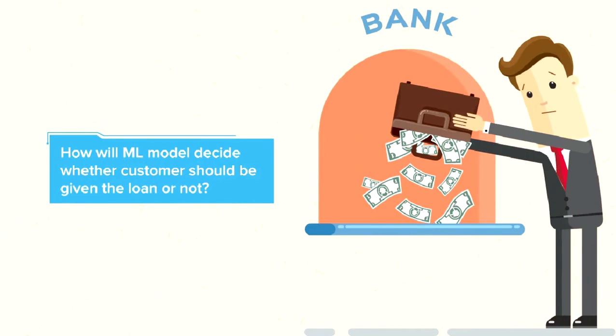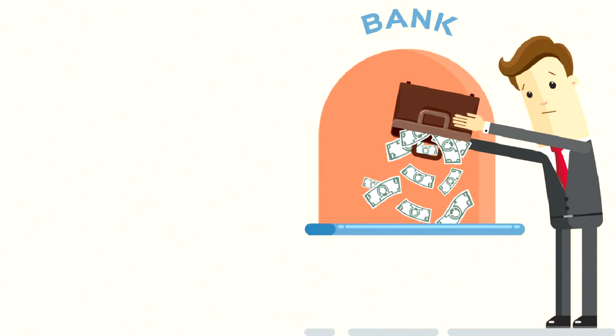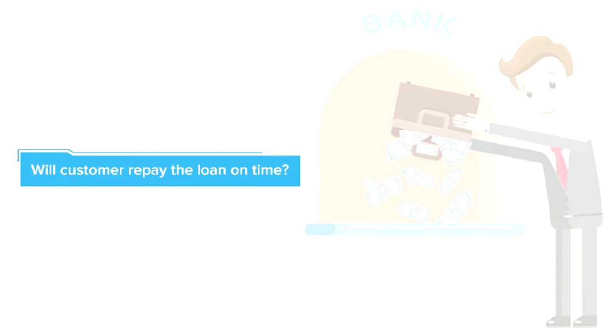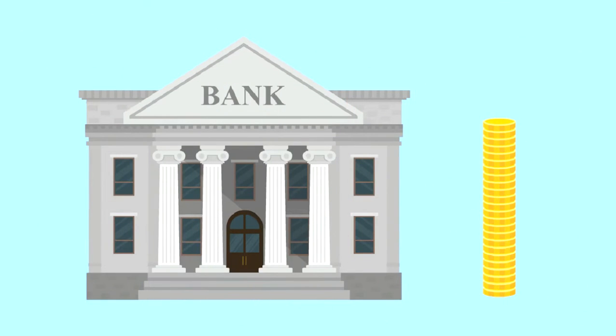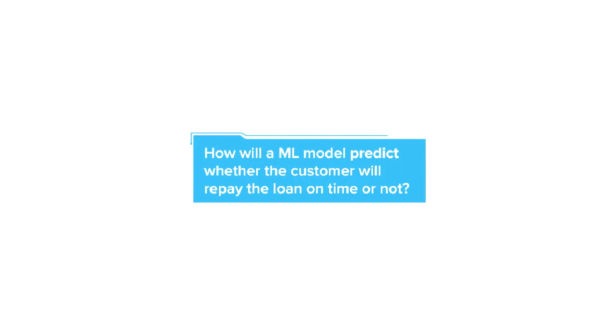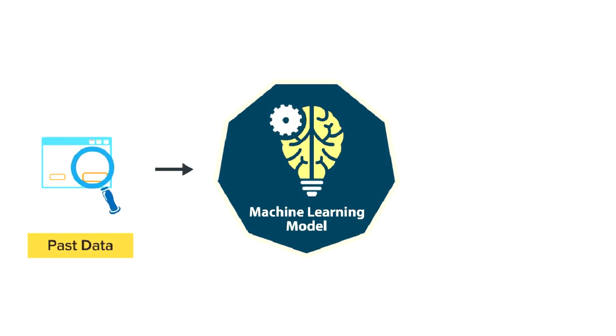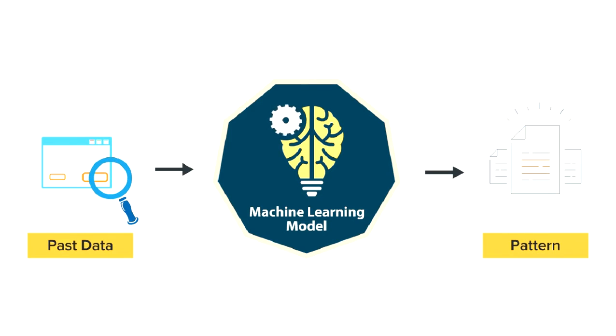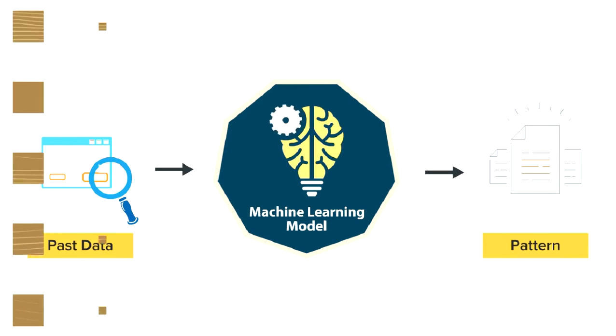But how would an ML model look at this information to decide whether this customer should be given the loan or not? For this, the model needs to answer whether the customer will repay the loan on time or not. It is because if he doesn't repay, the bank will lose the money it lent to the customer. So how will a machine learning model predict this? The machine learning model will analyze the data of all past customers to whom the bank lent money, whether they repaid the loan on time or not, and it will identify a pattern in this data as to who is likely to repay and who is not.